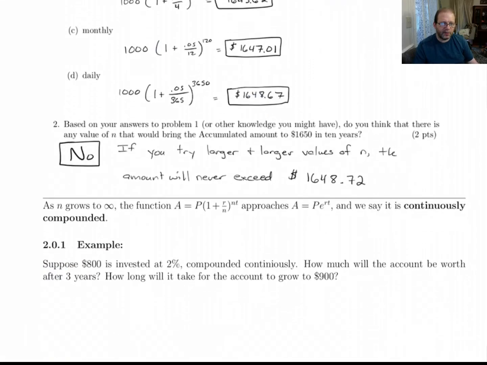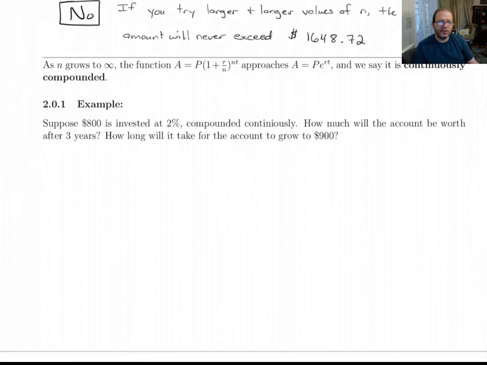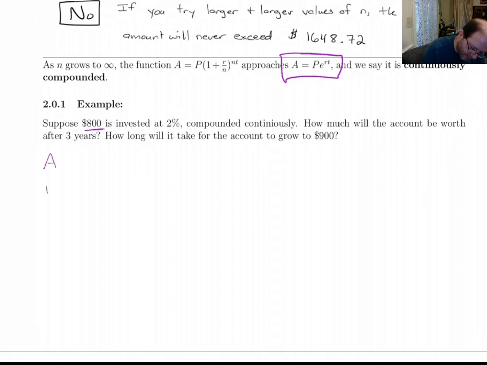Let's look at an example. Suppose $800 is invested at 2% compounded continuously. How much will it be worth after 3 years, and how long will it take to grow to 900? All right, well, these are continuous, so we're going to use our PERT equation. So 800 is our principal. In the PERT equation, we don't have an n to deal with.